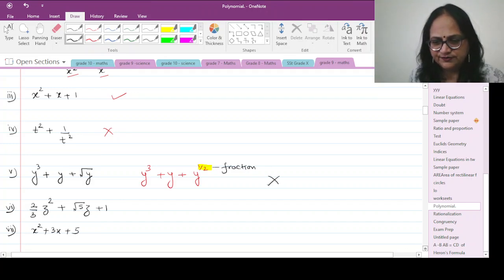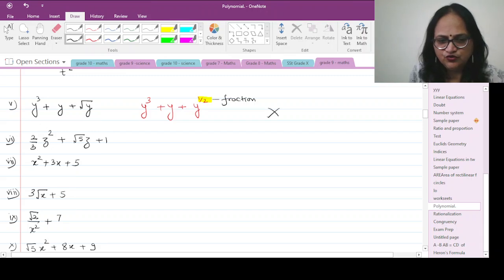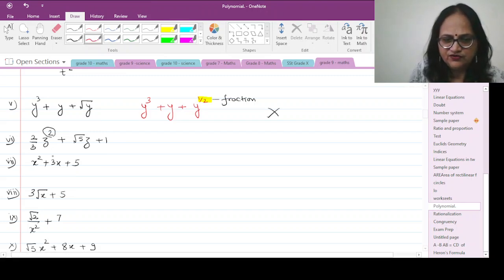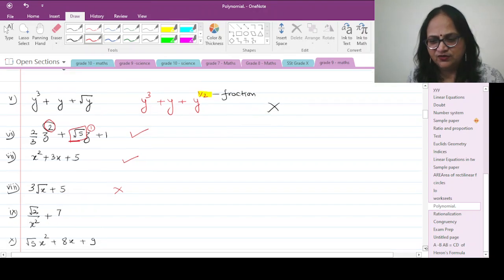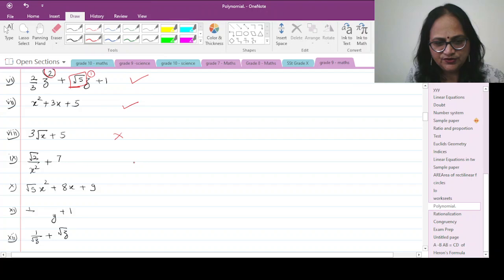Come to sixth part. 2 by 3 z to the power 2 under root 5 z to the power 1. Okay. So focus on the powers of the variables. Powers of the variables, if you see, it is 2, whole number. It is 1, whole number. Correct? So it is a polynomial. This number, coefficient can be an under root. That will work. Next question, x to the power 2 plus 3x plus 5. Yes, it is a polynomial. Eighth one, again it is not a polynomial. Under root x is there. Under root x means x to the power 1 by 2. This is again not a polynomial, because the power is fractional.